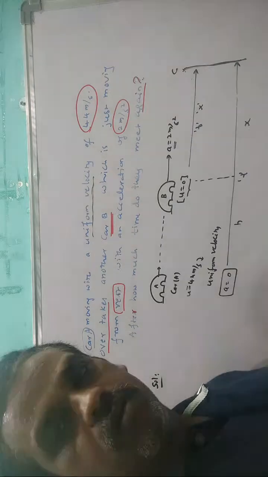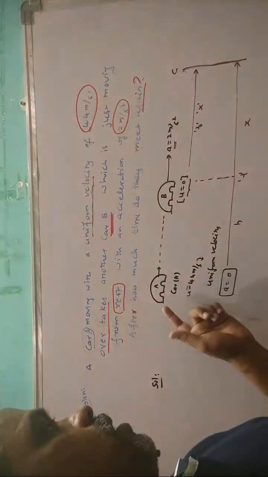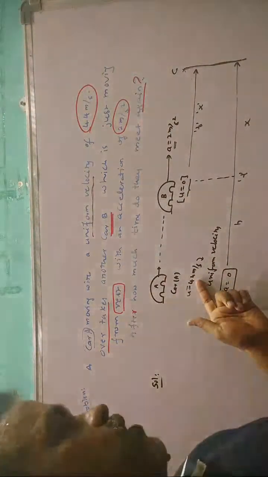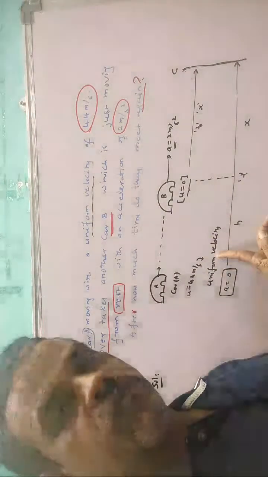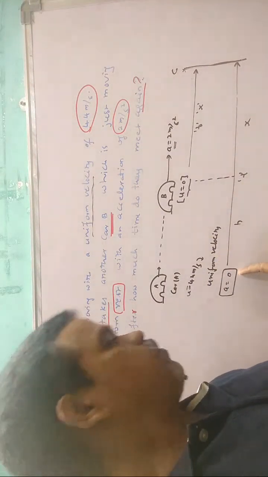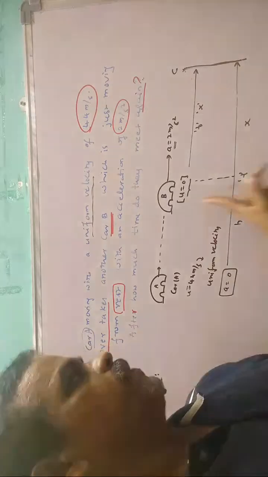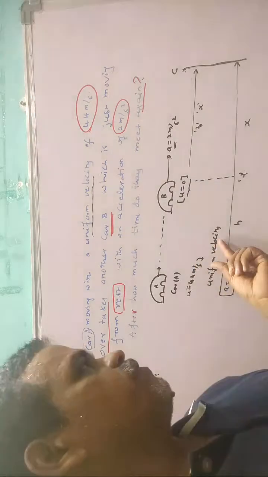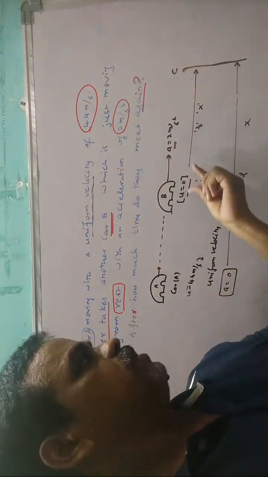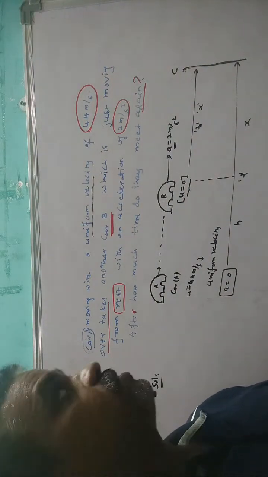So the question, did you understand first? Car A is moving with uniform velocity, that is 44 meter per second. Any car or body or particle moving with uniform velocity, the acceleration is 0. Car B is moving with uniform acceleration. Initial velocity is 0. So we have the question, we have the formulas.